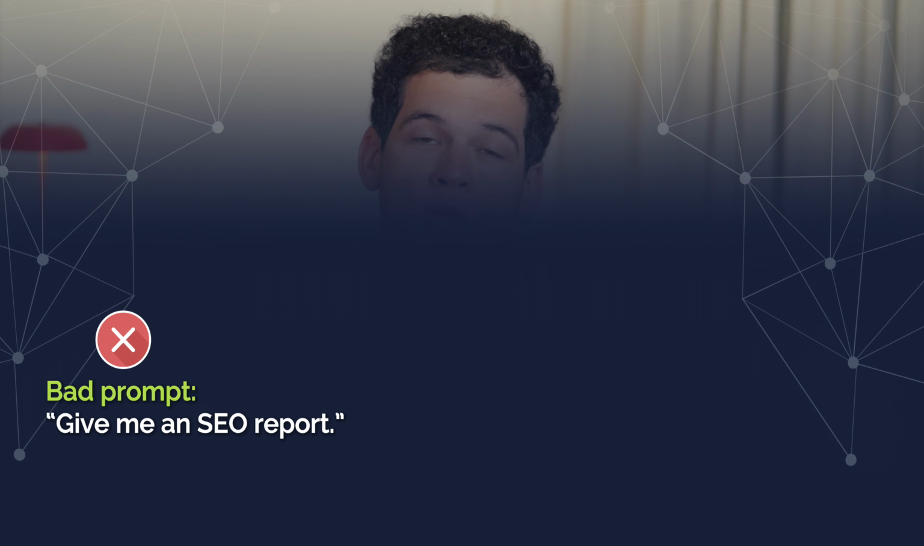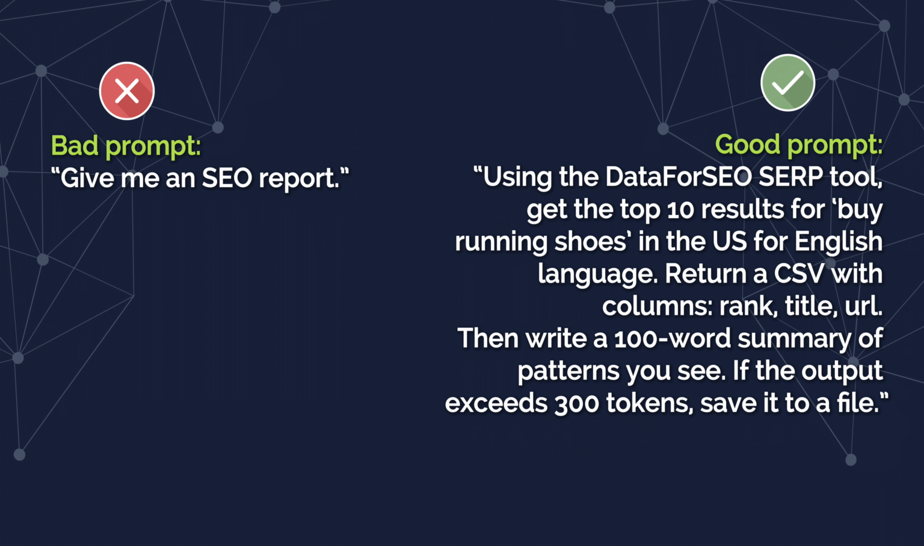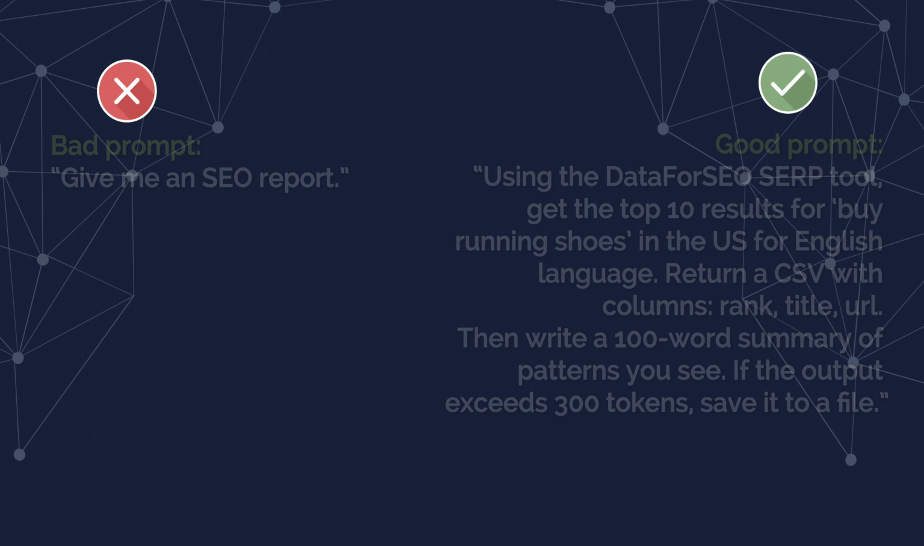Good prompt: Using the DataForSEO SERP tool, get the top 10 results for buy running shoes in the US for English language. Return a CSV with columns rank, title, URL. Then write a 100-word summary of patterns you see. If the output exceeds 300 tokens, save it to a file. Why does it work? Clear tool, scope, schema, and token strategy.